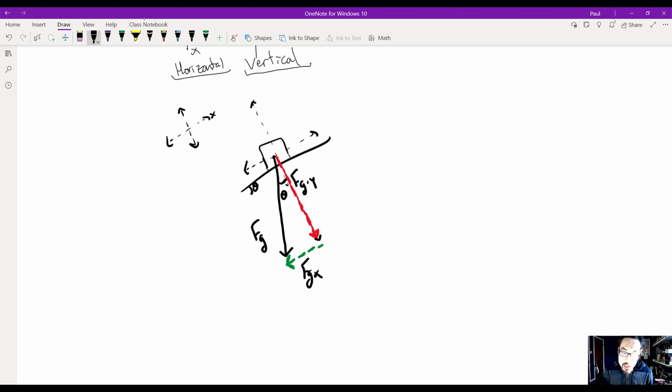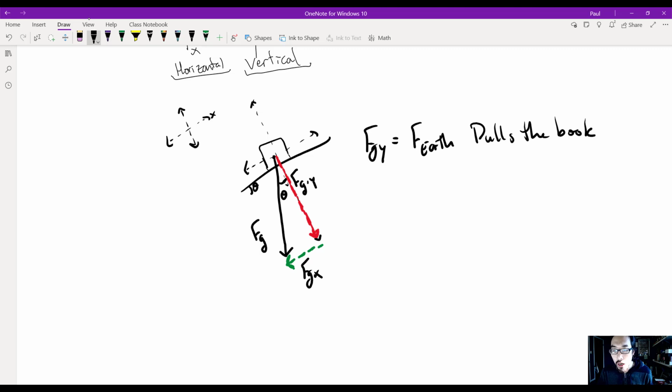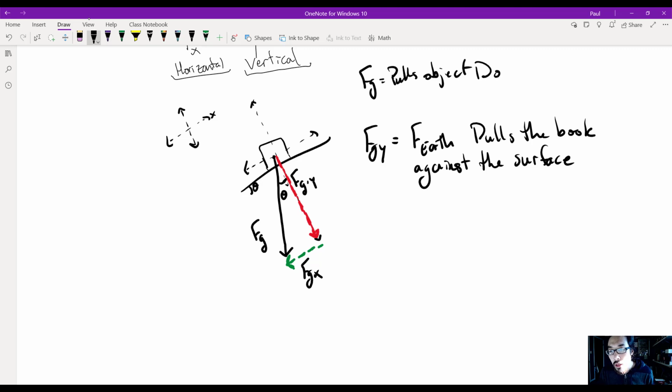FGX. So each of these components is describing something for our book. So FGY means the force of the Earth pulls the book against the surface. We don't want to say it pulls it down, because that's what FG does. So let's just write that there. FG pulls object down. Now here our verbals are very important.